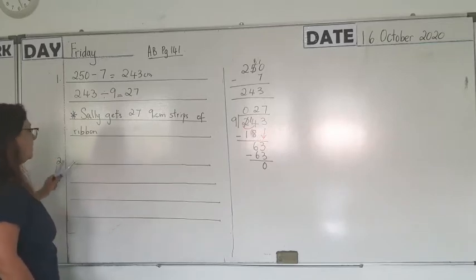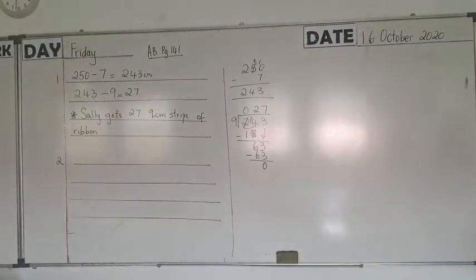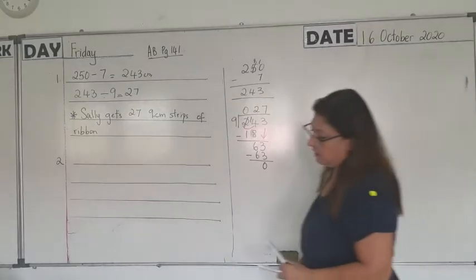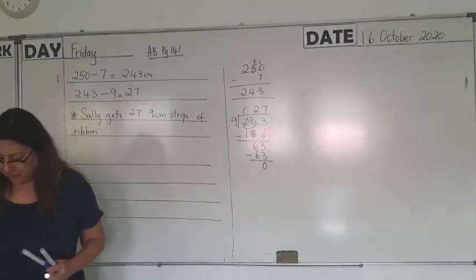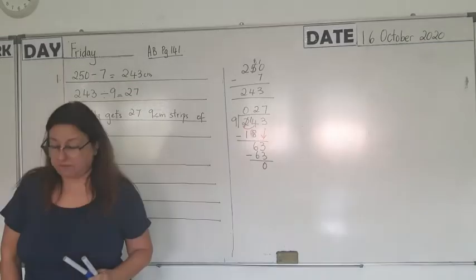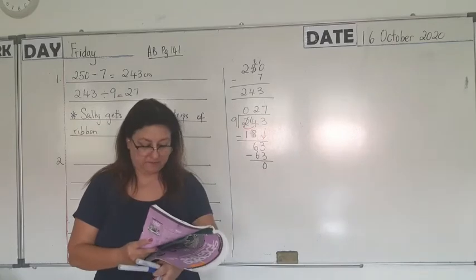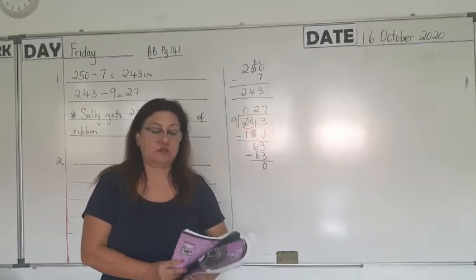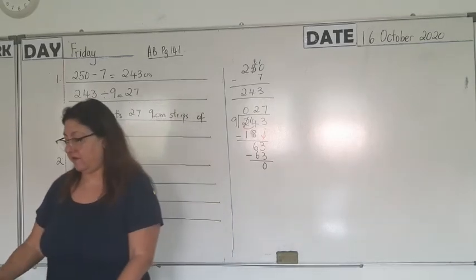Alright, now sum number 2. Alright, I'm going to read the sum. Please get your highlighters ready. Okay. Mr. Scully bought 2 packets of sweets. Each packet had 80 sweets. He gave 5 sweets to each child during a party. Highlight each child. Okay. He gave away all the sweets. Highlight all the sweets. How many children were there at the party?